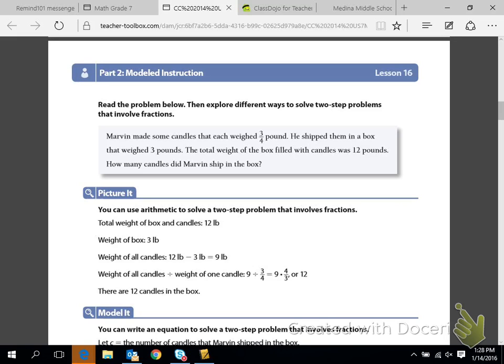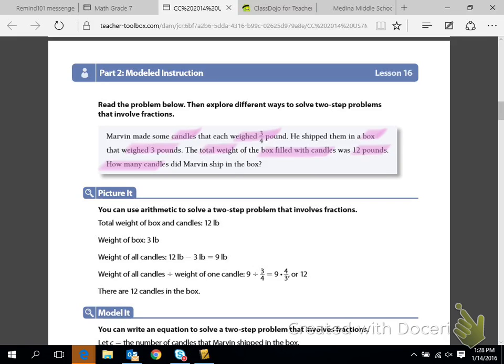So, as we read that problem, we should have identified that candles weigh 3/4 of a pound, the box weighs 3 pounds, and the total weight of the box with candles was 12 pounds. So overall, we're looking to figure out how many candles Marvin shipped in the box. If we picture it, list out the information and really realize what's going on in the problem, you can use arithmetic to solve a two-step problem that involves fractions.